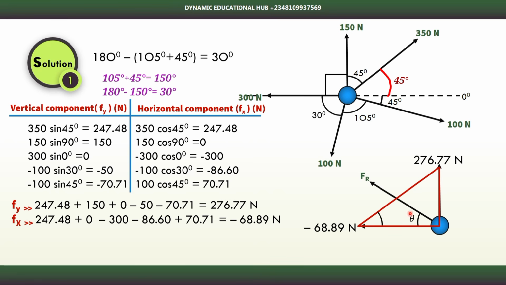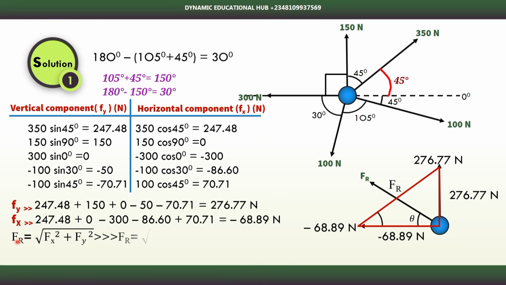Now let's use Pythagoras theorem. The triangular law of vector says that if two adjacent sides represent two forces acting on a system in their magnitude and direction, the third side will be the resultant of the two forces. Now let's apply that using Pythagoras theorem. So let's quickly use our Pythagoras theorem.